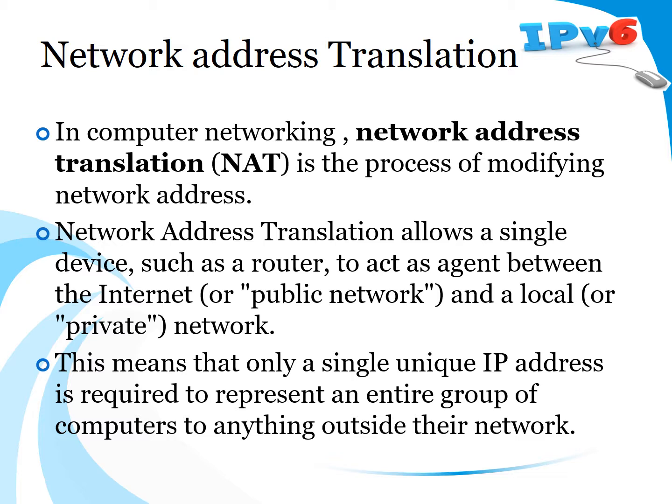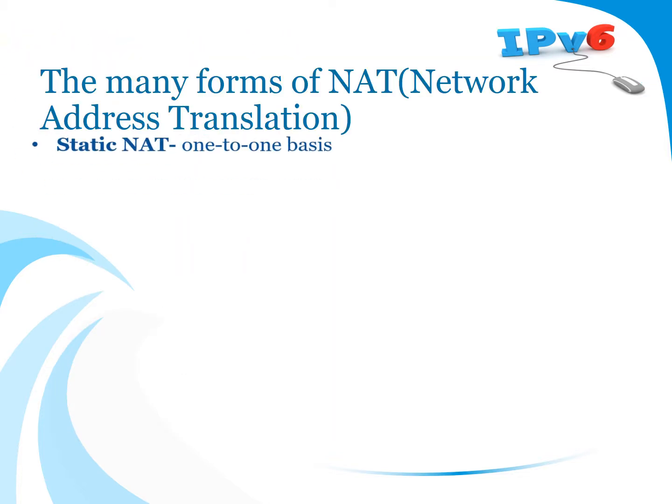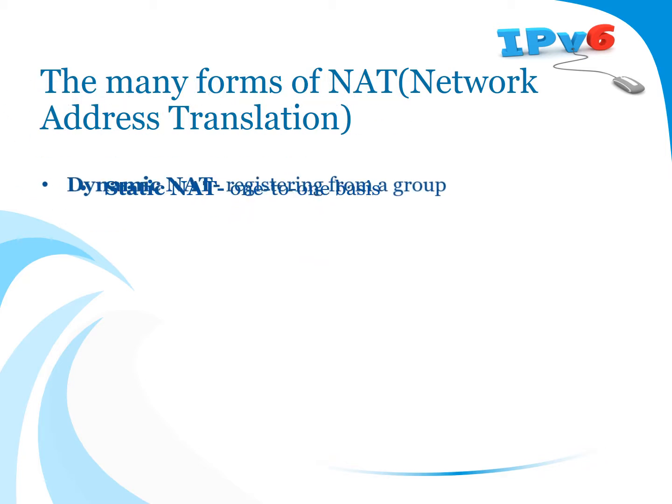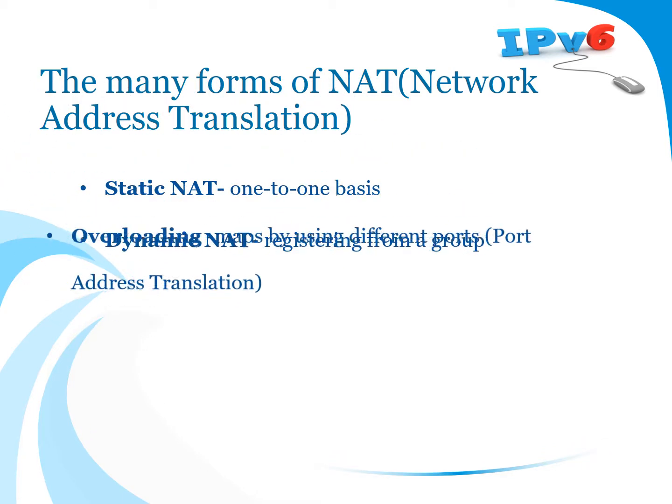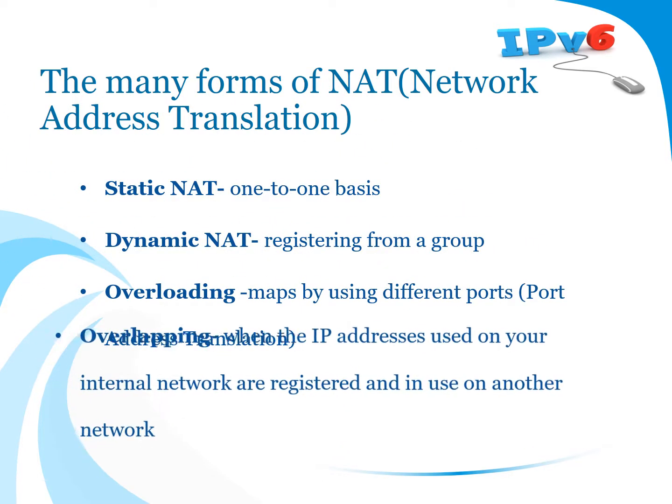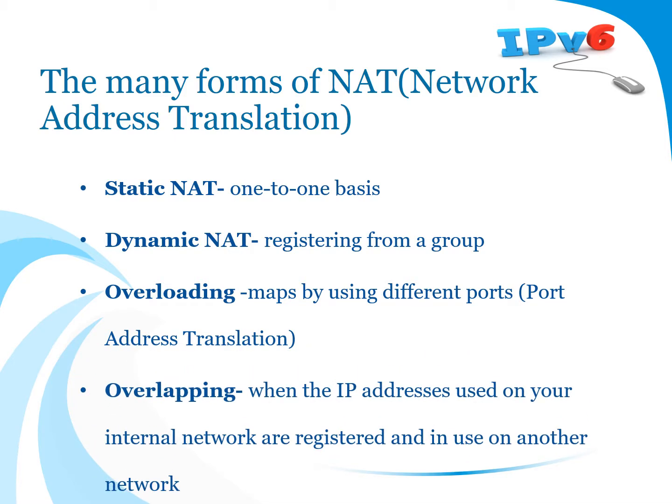Developed by Cisco, network address translation is used by a device, firewall, router, or computer that sits between an internal network and the rest of the world. NAT has many forms and can work in several ways. Static NAT is mapping an unregistered IP address to a registered IP address on a one-to-one basis, particularly useful when a device needs to be accessible from outside the network. Dynamic NAT is mapping an unregistered IP address to a registered IP address from a group of registered IP addresses.